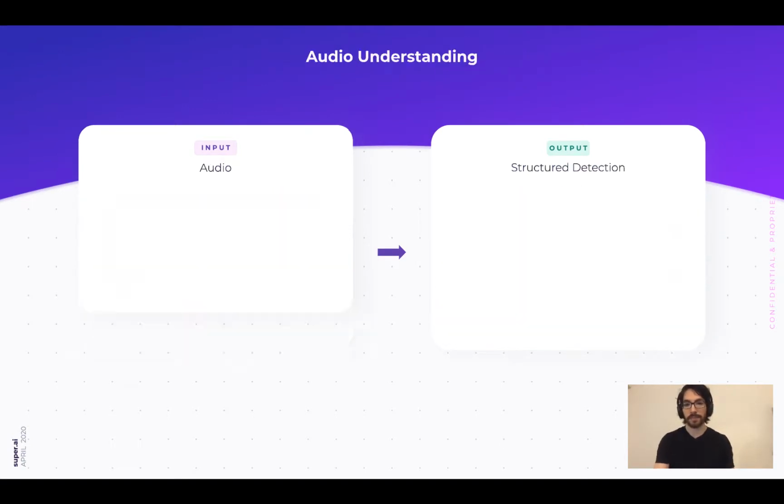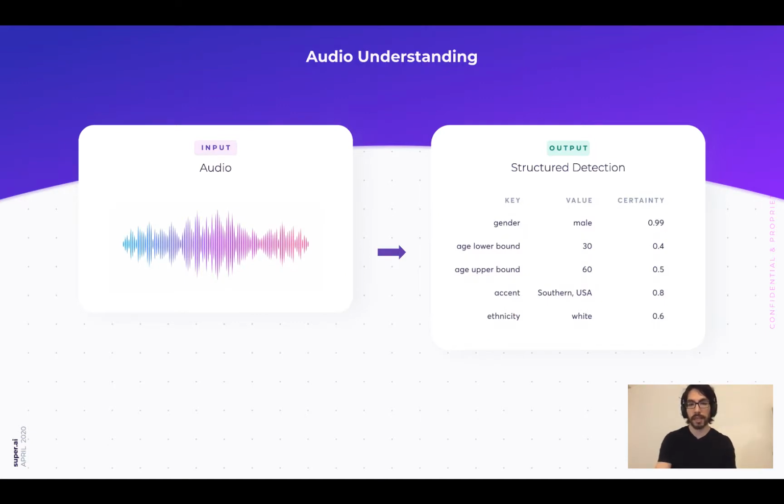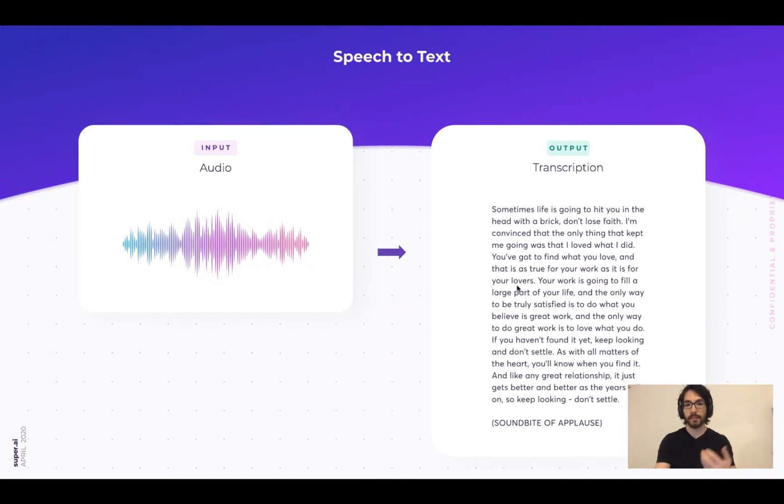Object detection, no surprise there. Audio understanding. So you take this unstructured audio and you create a structured detection out of it. So what is the gender, accent, etc. Or you can transcribe speech, and you can do it phonetically. You can remove the ums, or you can do it exactly how it was.